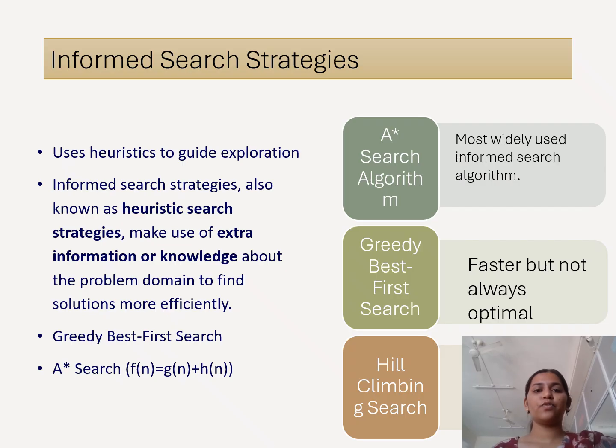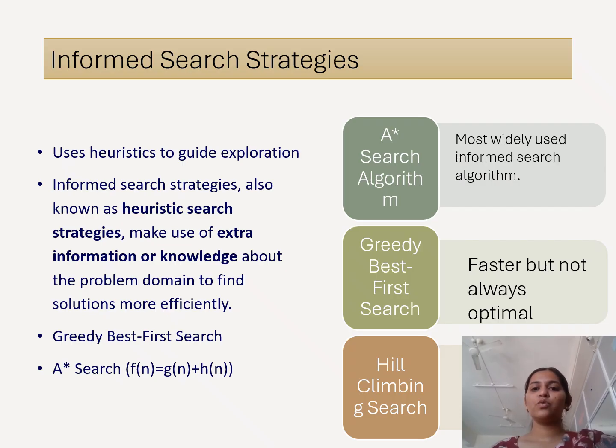Next type is informed search strategy. It means using heuristics to guide exploration. Informed search strategy, also known as heuristic search strategy, makes use of extra information or knowledge about the problem domain to find the solution more efficiently. It also contains three types: A-star search algorithm, greedy best first search algorithm, and hill climbing search.